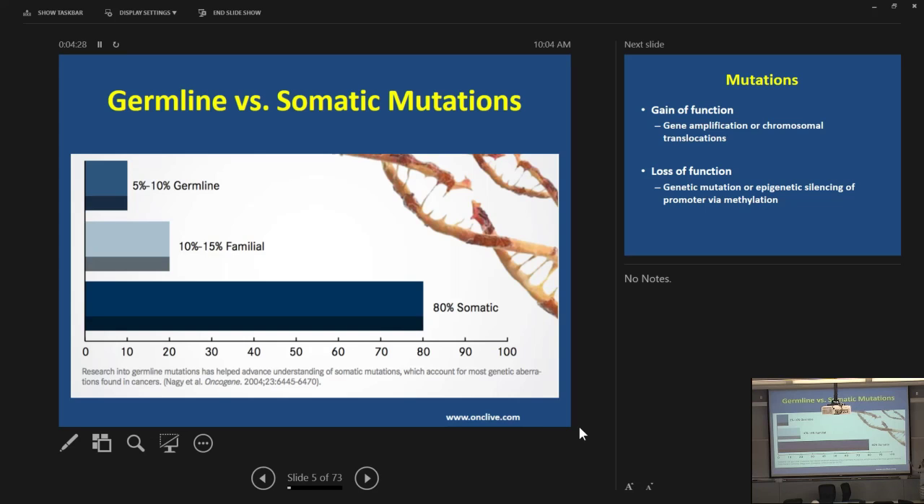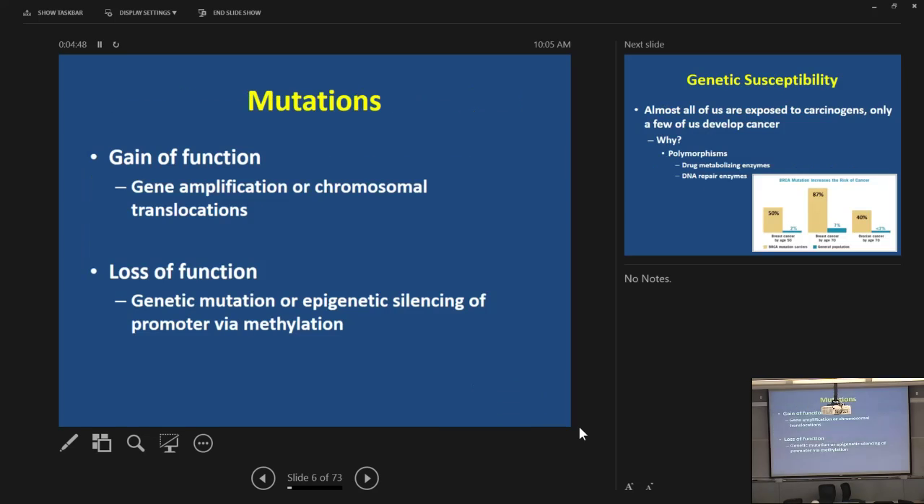And then we've talked all the way through about familial syndromes. We talked about familial syndromes in colon cancer and in breast cancer. So there are also familial genetic markers that can play a role in the development of cancer. But the majority of the mutations that we see are somatic. Take that as good or bad, right?